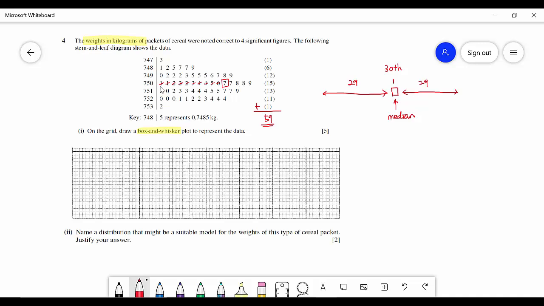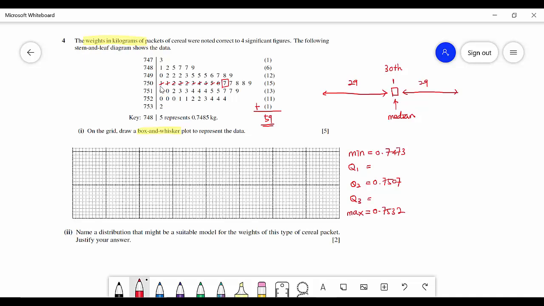From here I can write out first. My minimum value is actually 0.7473 kilo, and the Q2 or median is actually 0.7507, and the maximum is actually the largest value, 0.7532. Then now I need to get the Q1, the lower quartile or first quartile, and also the Q3, which is the upper quartile or third quartile.